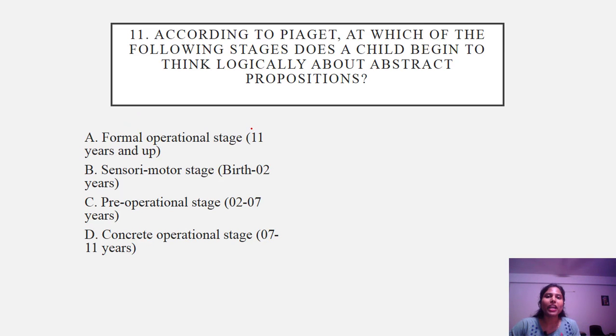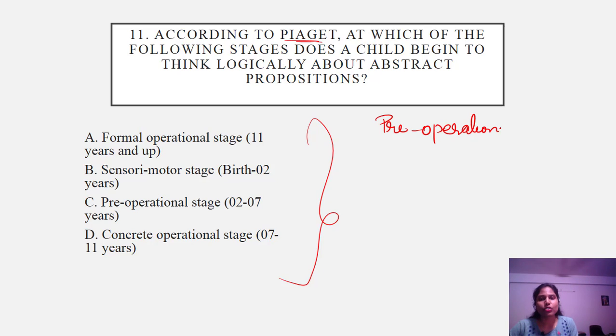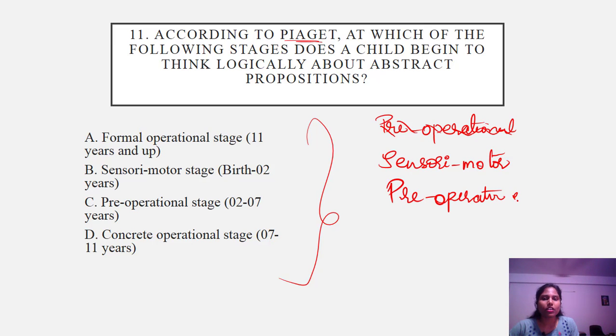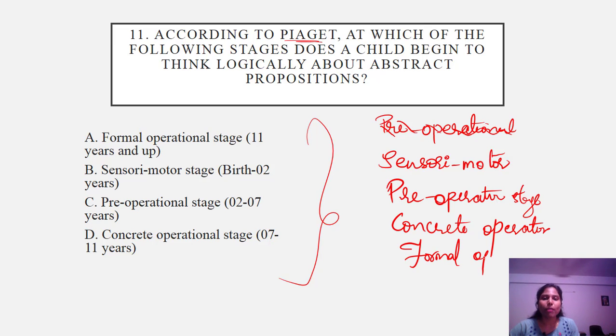11th question, according to Piaget, at which of the following stages does a child begin to think logically about abstract propositions? I have already said that Piaget has given different stages of development. Let me arrange them in proper order. First comes the sensory motor stage, then the pre-operational stage, then the concrete operational stage, and finally the formal operational stage. These words can be easily understood.